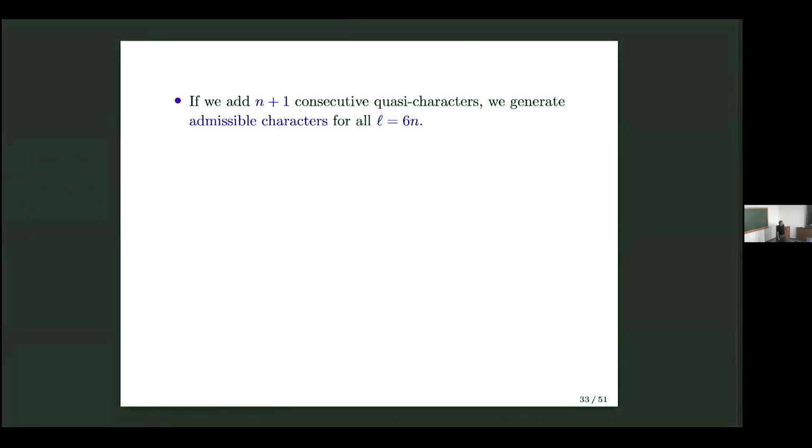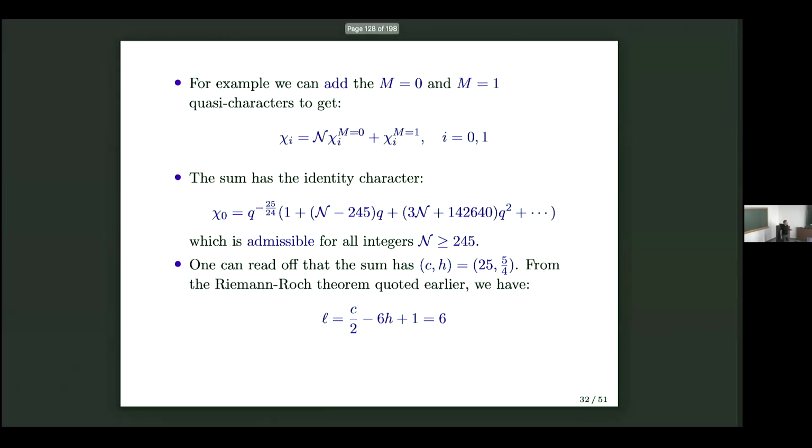Now it actually generalizes the way I said, namely if I add n plus 1 consecutive quasi-characters, consecutive means the m values have to be consecutive. The value of L was insensitive to the choice of n? Yes, it's insensitive to the choice of n, because it only comes from the exponent.